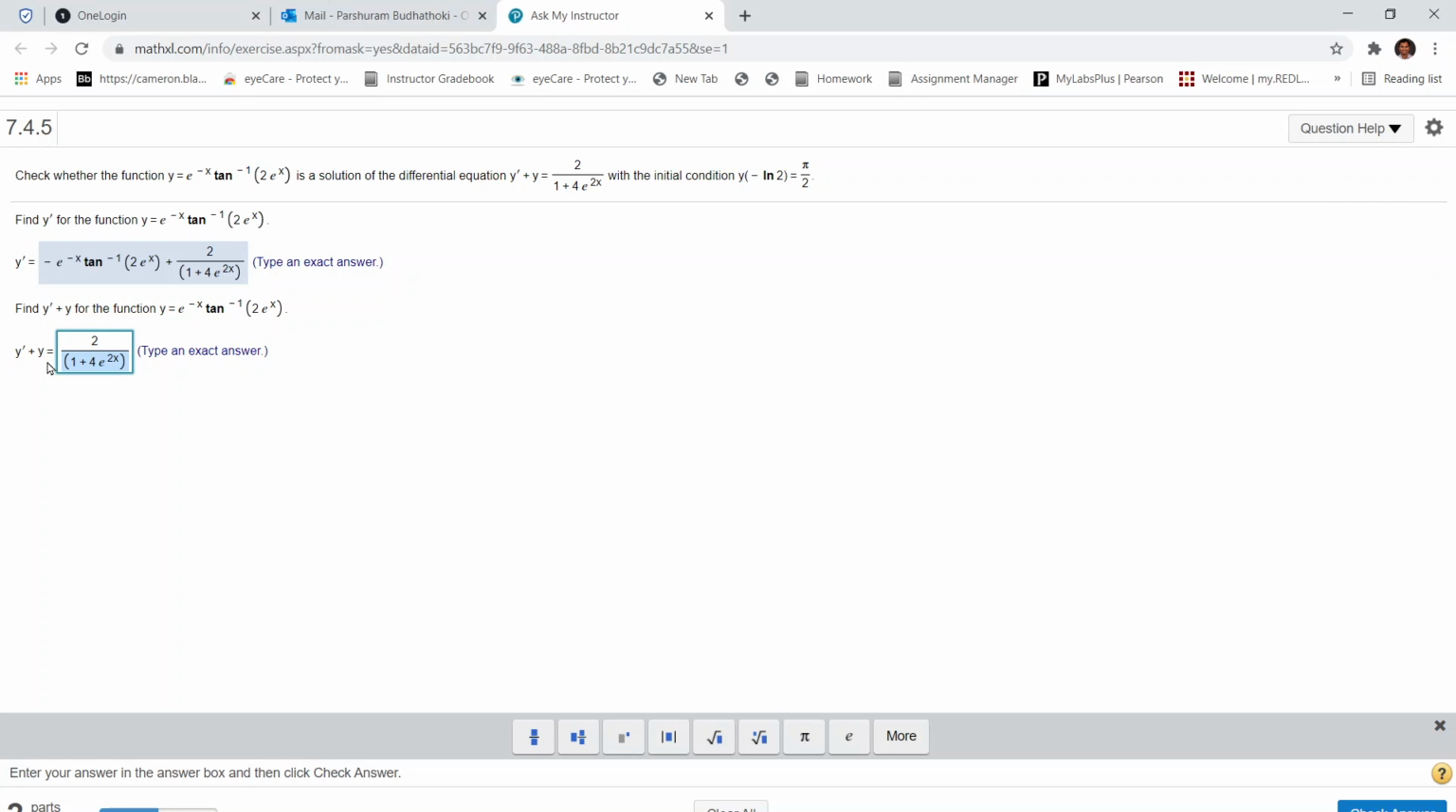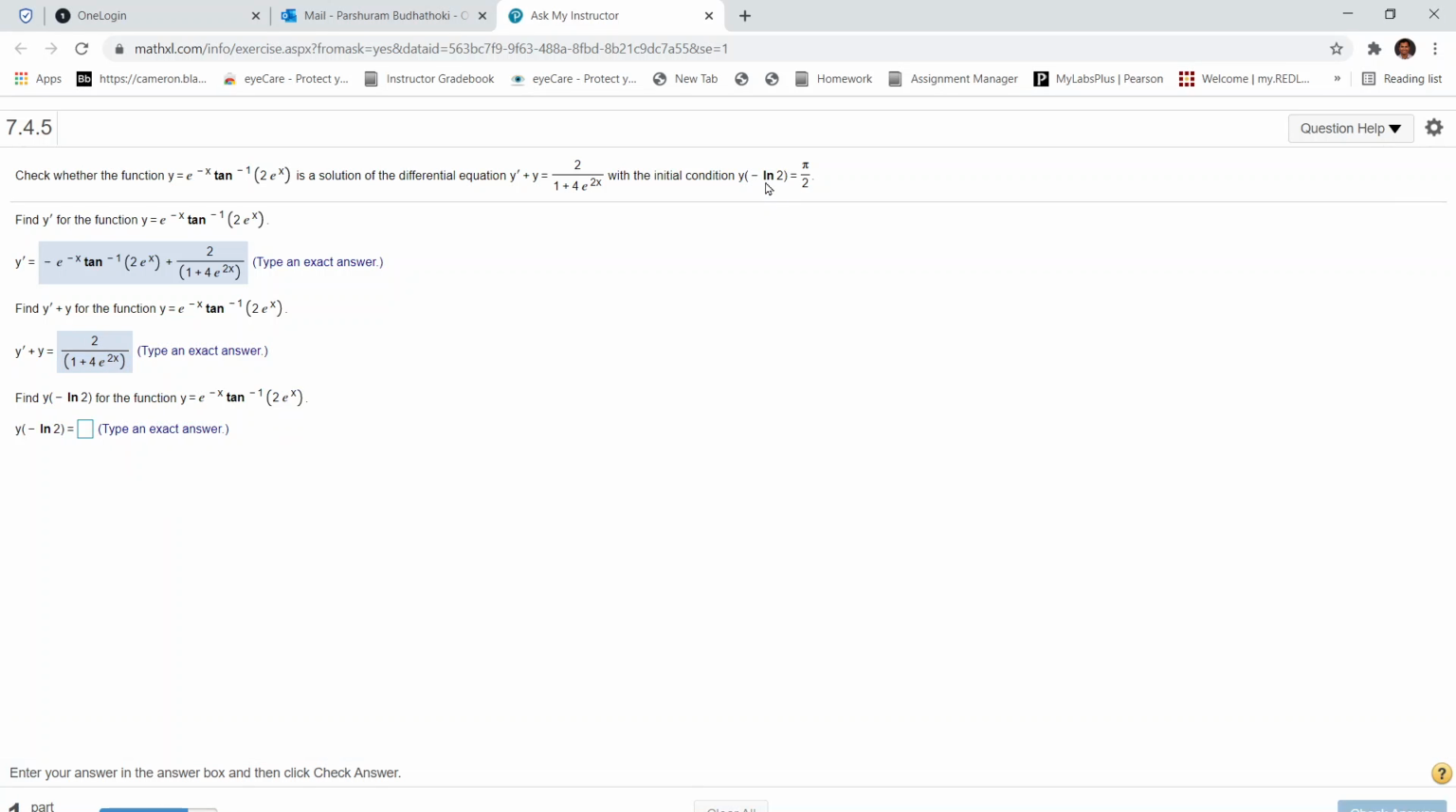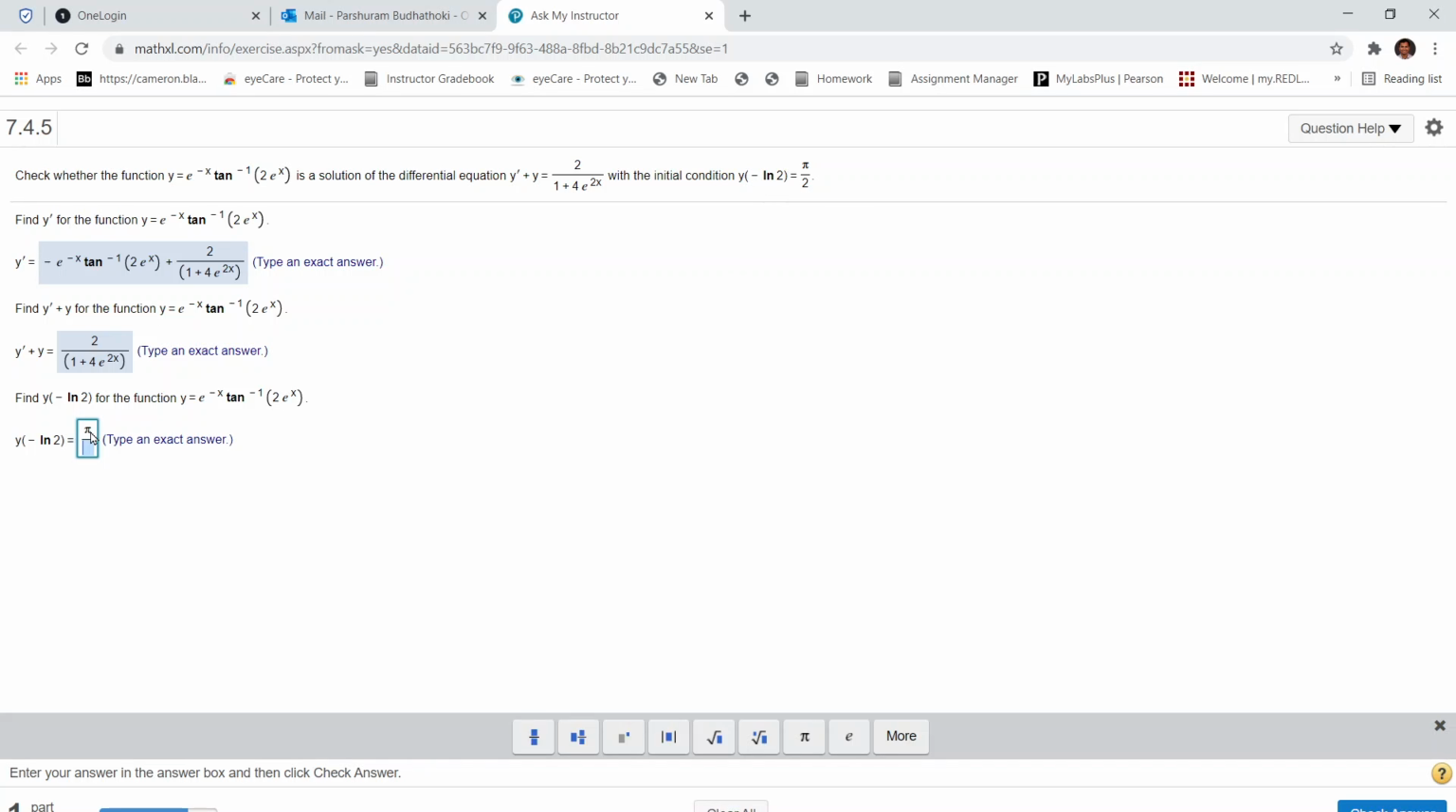That's good. Finally, we need to check the value of y when x is replaced by negative ln2. So go here, just replace wherever you see x by negative ln2 and use the property of exponential and ln. It will definitely give you pi over 2. That's great. So just replace x by negative ln2, and this negative and the negative from here will cancel out. e to the power ln2 is actually 2.